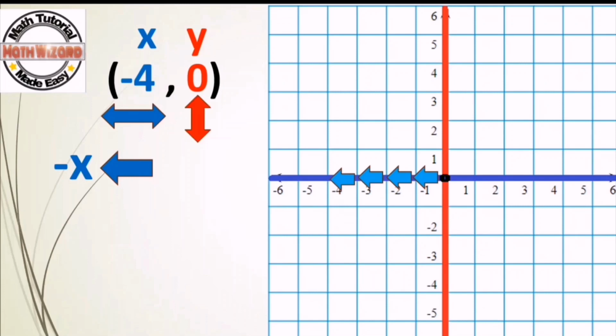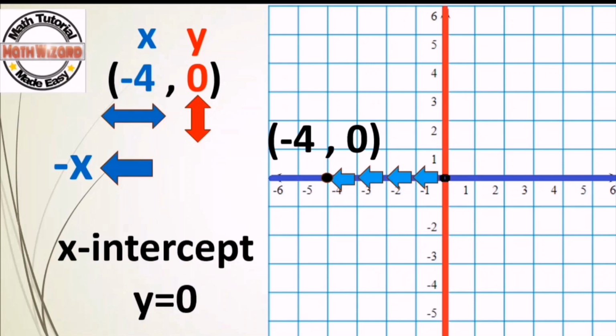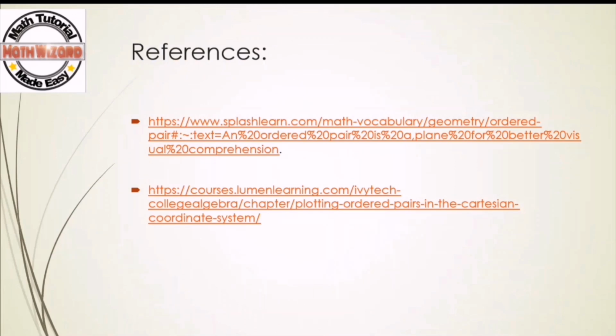Now, let us check the value of y. Since y is equal to 0, is there movement upward or downward? Yes, there is no movement. So therefore, we locate the point. We write the point and then write the name of the point. Now, since we lie on the x-axis, we can say that this is the x-intercept. How did I say so? Because the value of y is equal to 0. And that's all. Thank you.